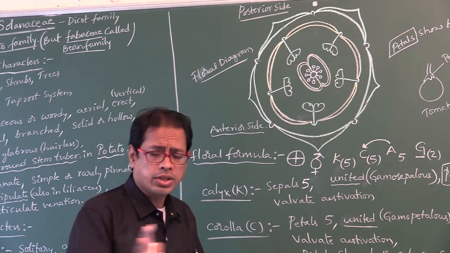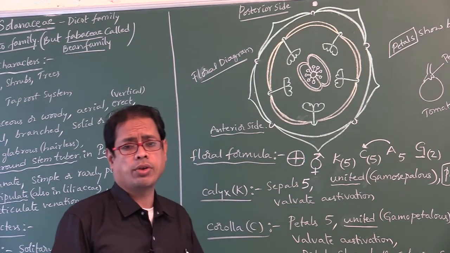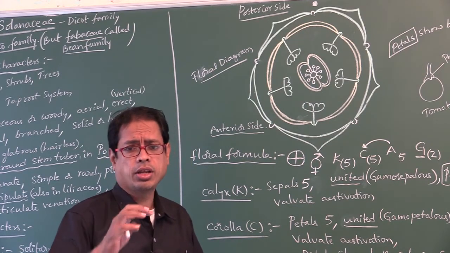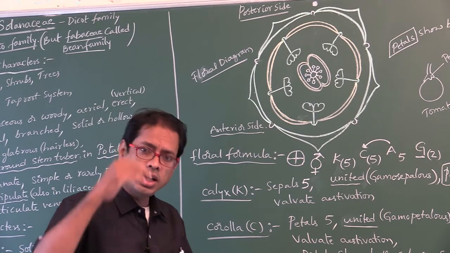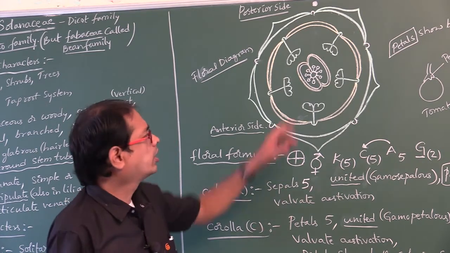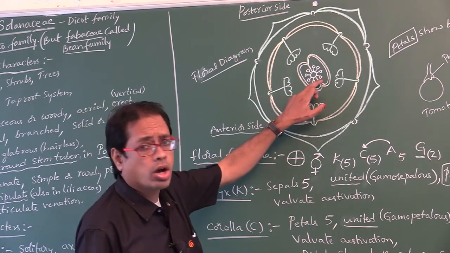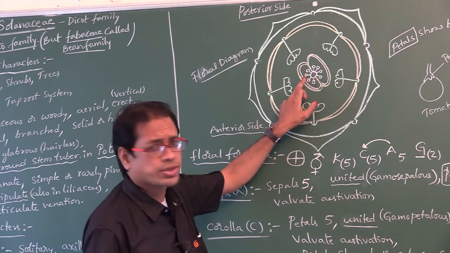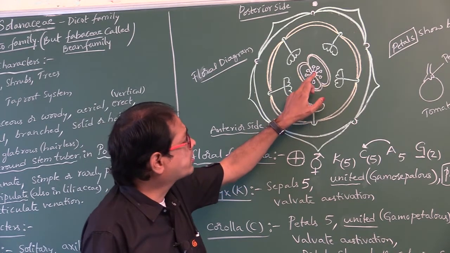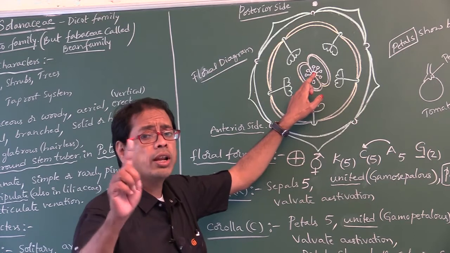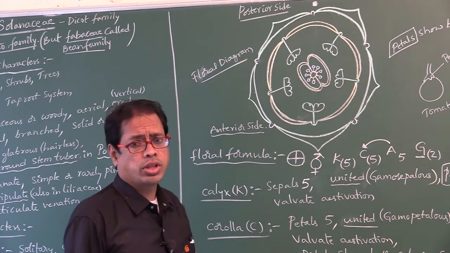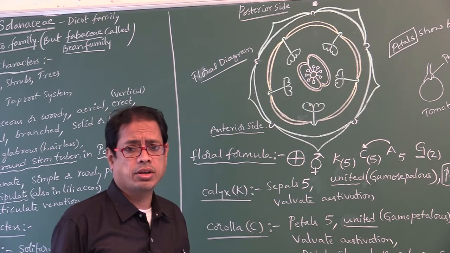All the three families have superior ovary only. Fabaceae superior, Solanaceae superior, Liliaceae also superior. Next one, ovules borne on central axis, but the central part is somewhat swollen. Swollen placenta present. So, that is swollen axial placentation.